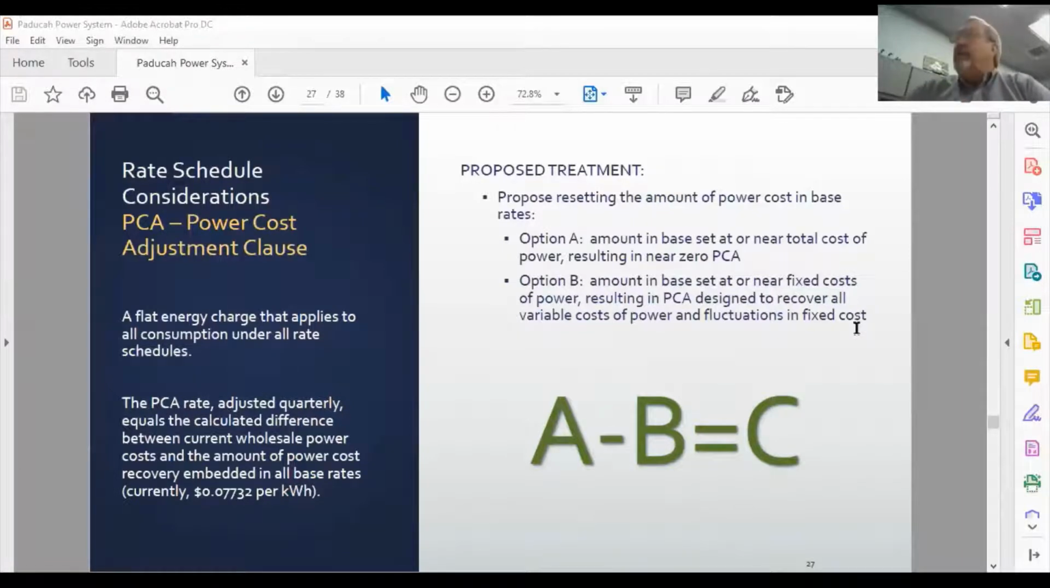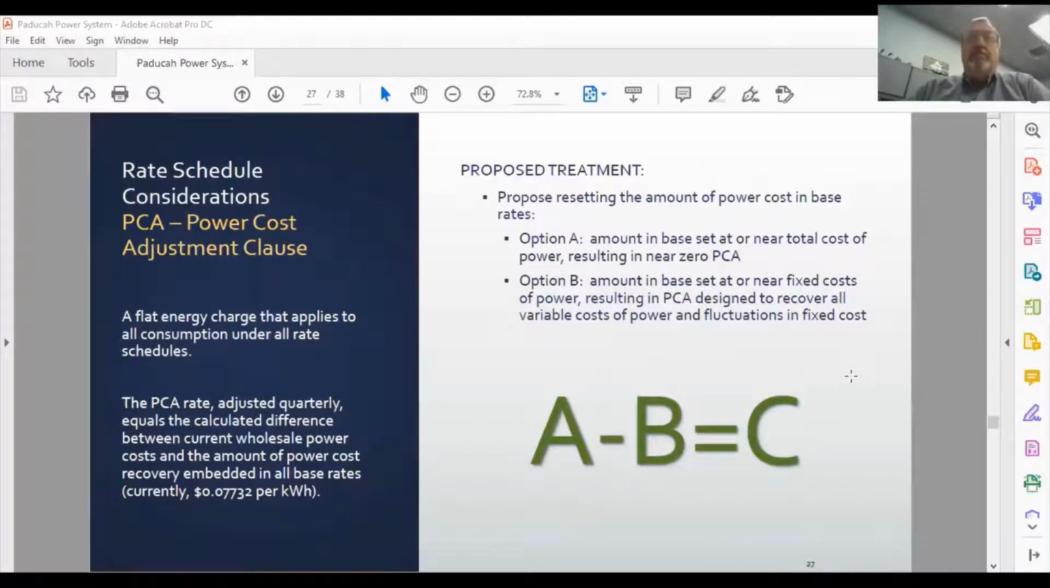Then finally, the power cost adjustment. This is a flat energy charge that's adjusted quarterly to recover the difference between actual power costs and the amount of power cost in rates. So just remember that formula: A minus B equals C. Actual power cost minus the amount of power cost in base rates equals C, the charge that is the power cost adjustment charge for the quarter.